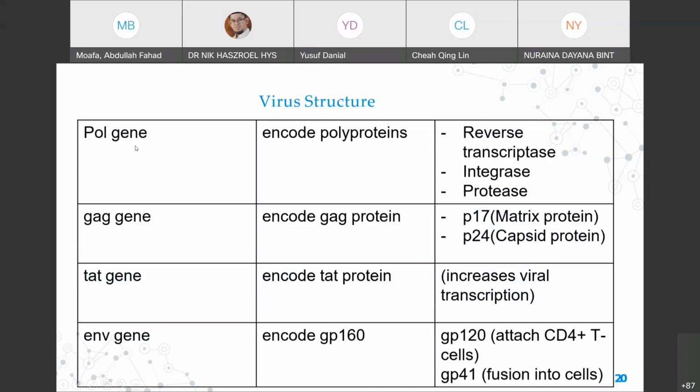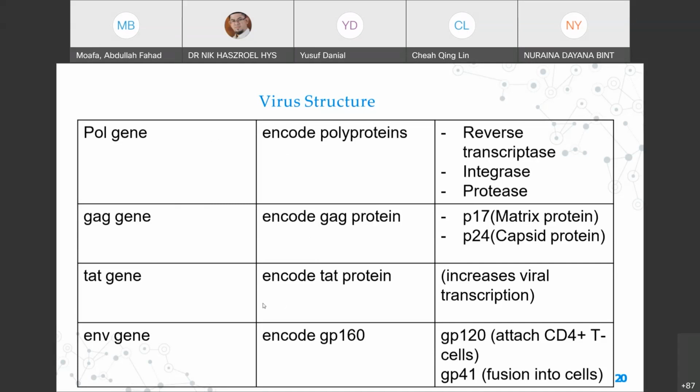So a few genes that we should emphasize are the pol gene, gag gene, tat gene, and env gene. And what they do: the first one encodes polyproteins and functions as reverse transcriptase, integrase, and protease. Then the gag gene encodes the gag protein, which leads to the formation of p17, the matrix protein, and p24, the capsid protein.